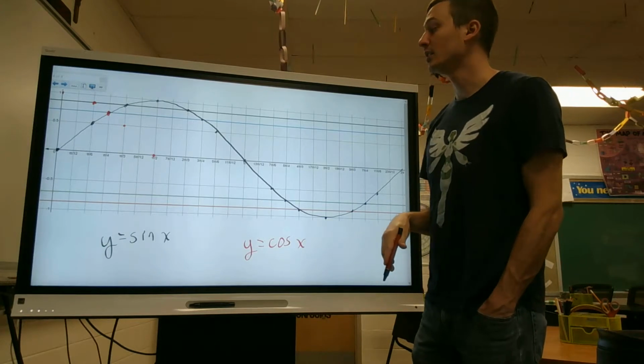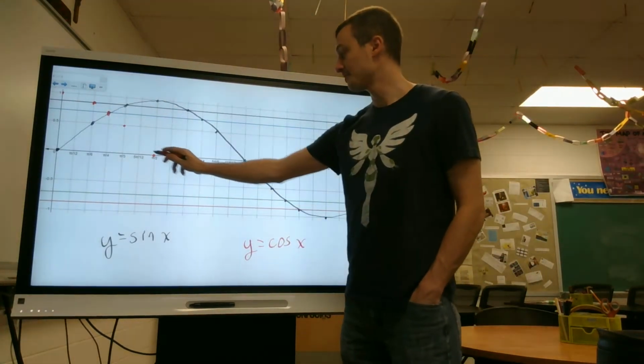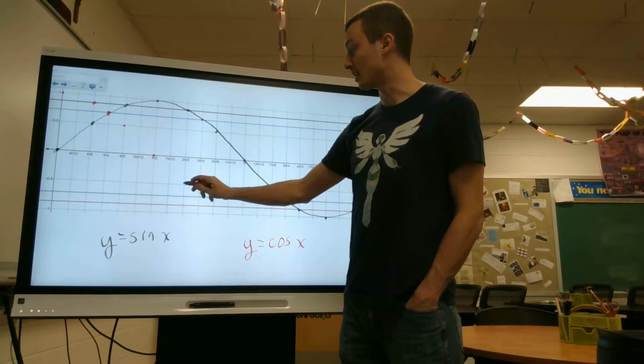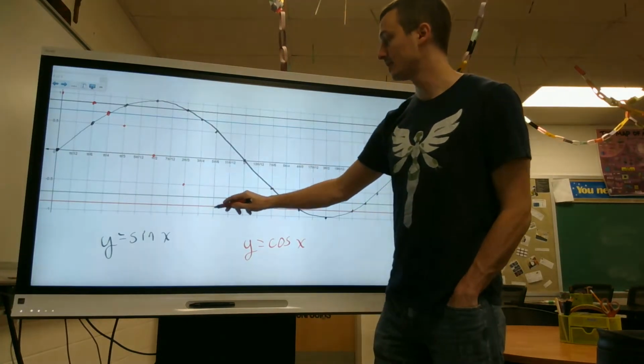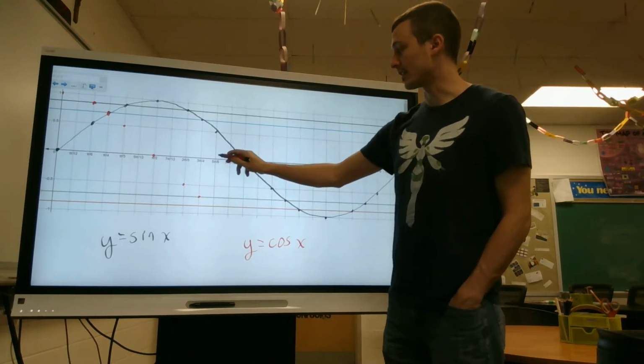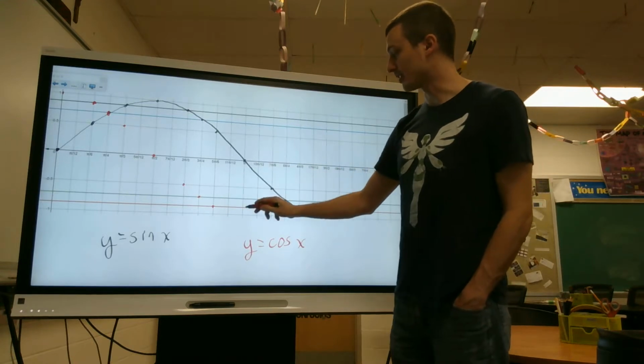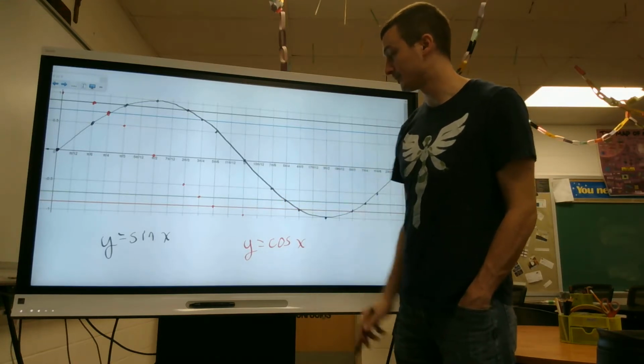That's quadrant 1. Quadrant 2 is negative, so it's going to do the same thing but down here. So the cosine of 2 pi over 3 is going to be negative 1/2. The cosine of 3 pi over 4 is negative square root of 2 over 2. The cosine of 5 pi over 6 is negative square root of 3 over 2. The cosine of pi is negative 1.